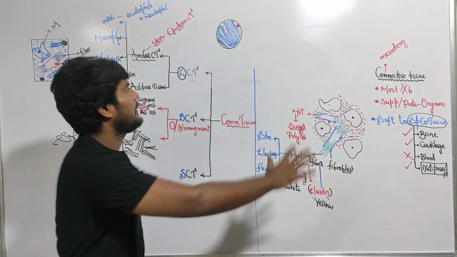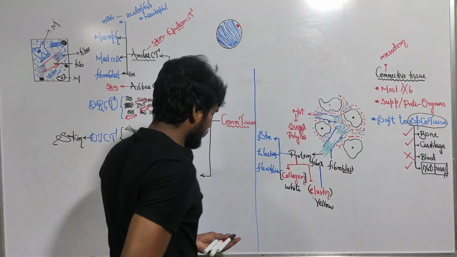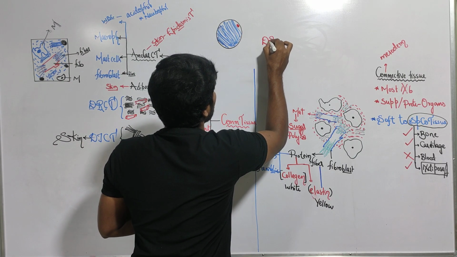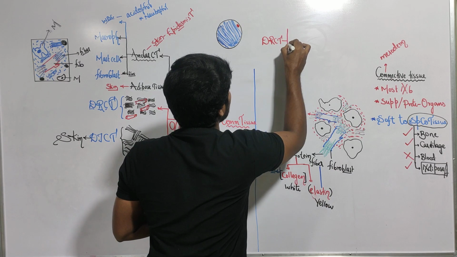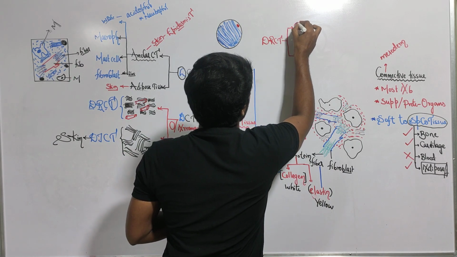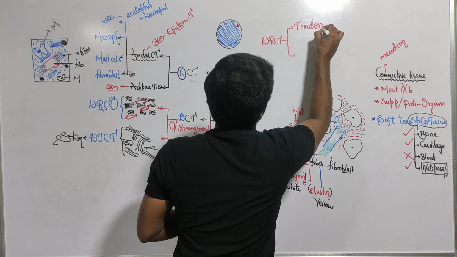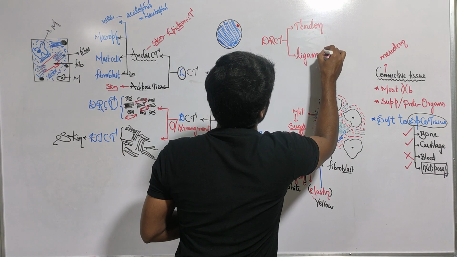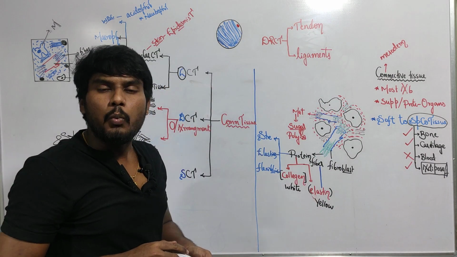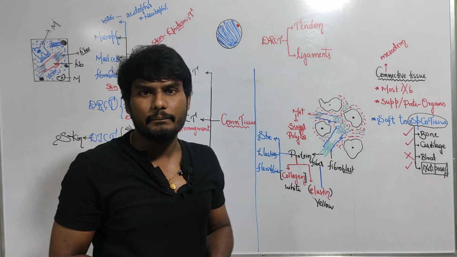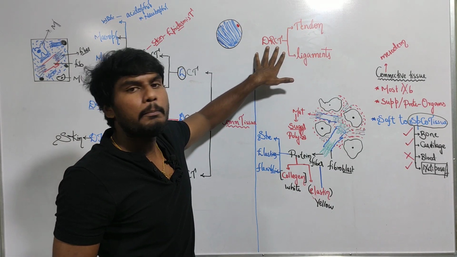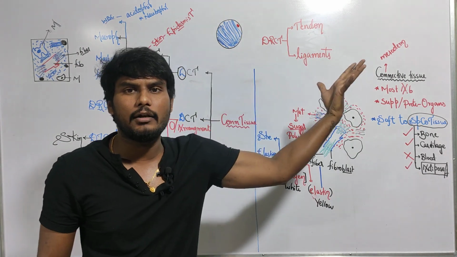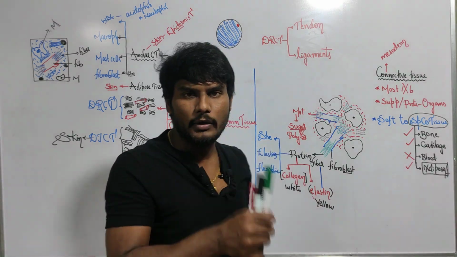Okay, fine. Now let's come here. Dense regular connective tissue is seen in the tendons as well as ligaments. Tendon is made up of dense regular connective tissue, and ligament is made up of dense regular connective tissue. What is a tendon and what is a ligament? First of all, you have to know that.